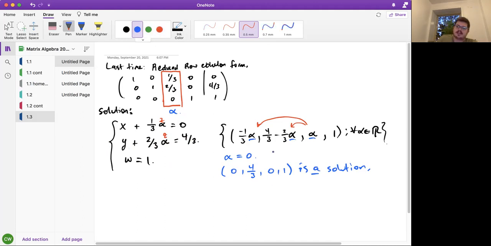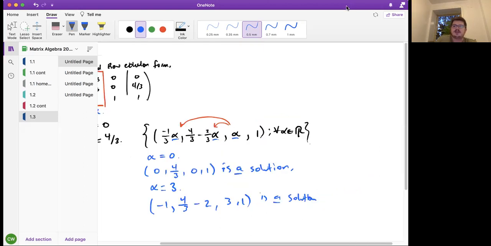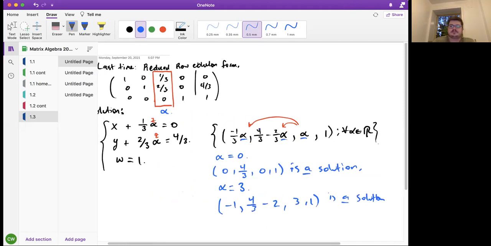For another example, maybe 3 would be a nice one. So alpha equals 3 would give -1, whatever 4/3 minus 2 is, 3, 1 as a solution. There are a lot more, but that's just an example. Okay, any questions on this one?